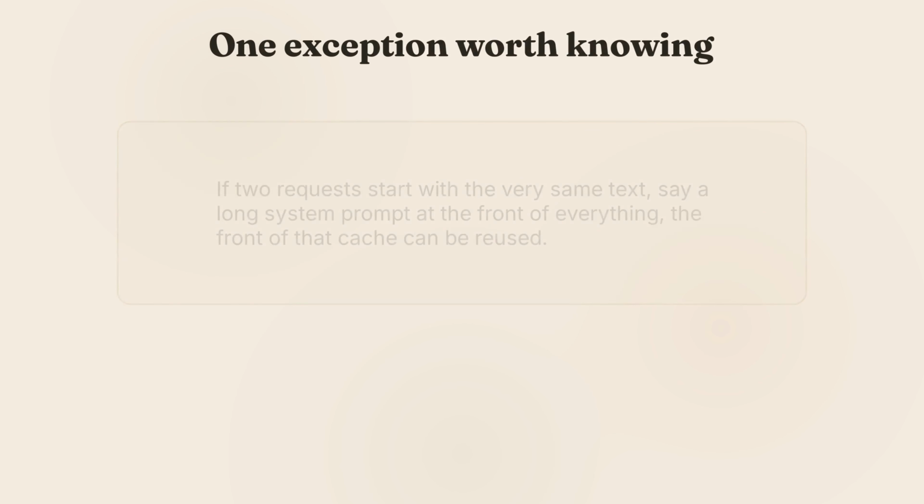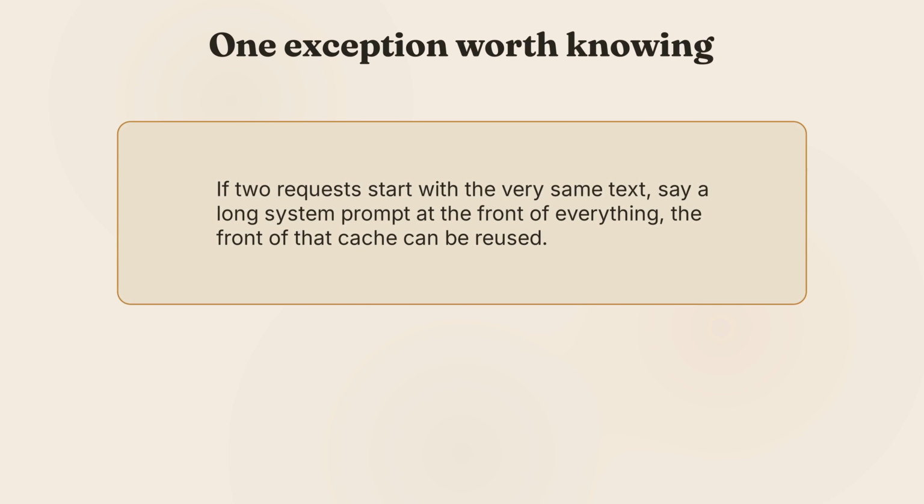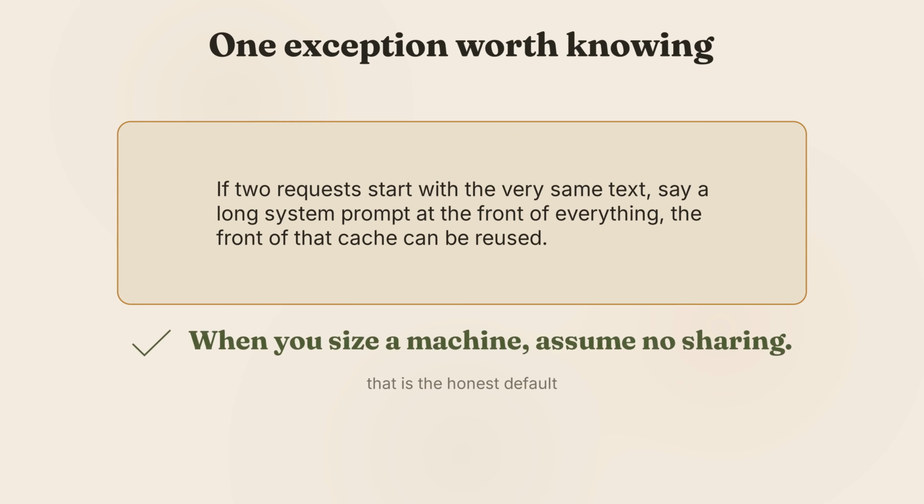So 10 users means 10 separate caches sitting side by side. There's one exception worth knowing about. If 2 requests genuinely start with the very same text, say a long system prompt at the front of everything you send, then the front of that cache can be reused, and there's a technique for that later in the course. But when you're sizing a machine, assume no sharing. That's the honest default.